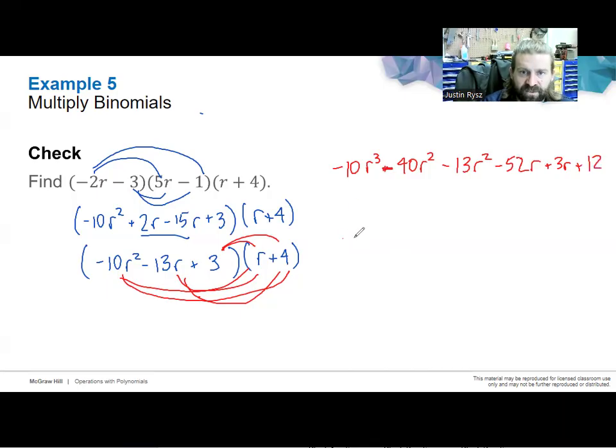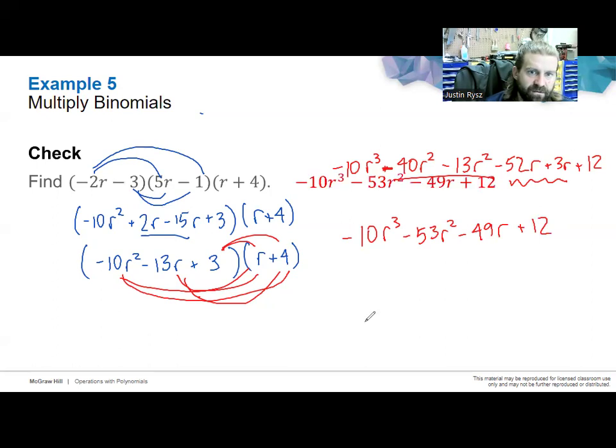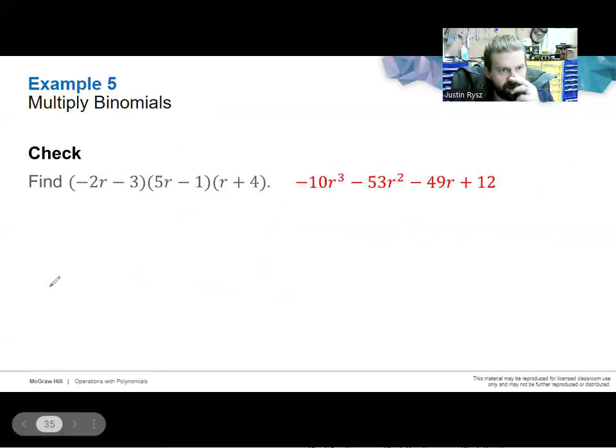We're going to combine like terms. We don't have any r cubes other than the -10. We've got -40 and -13, that's a -53r squared. We've got a -52 and a +3, so that's going to be a -49r, and then we've got a 12 by itself. Let's check. Did we do that right? I think that's the same answer. Yay.